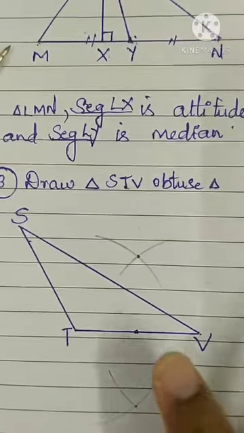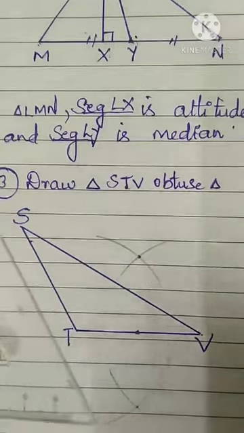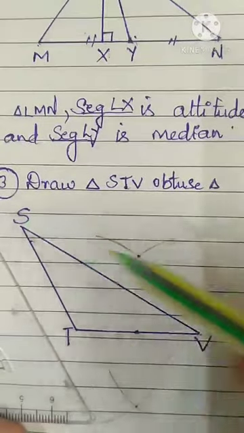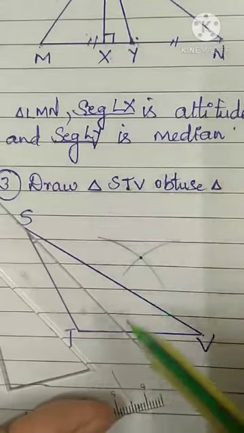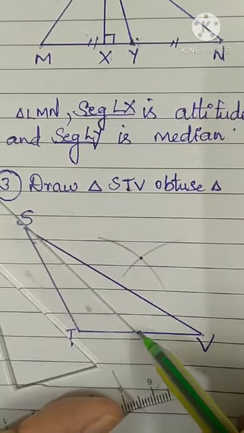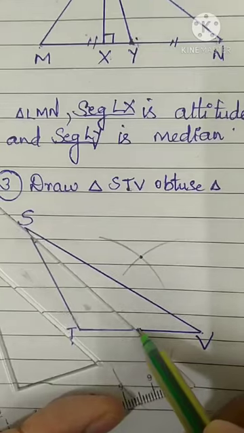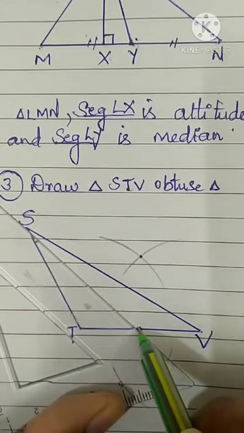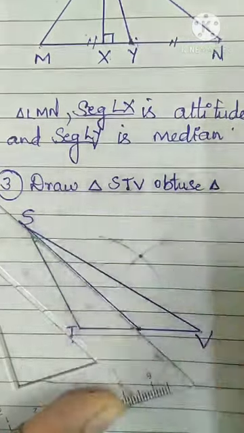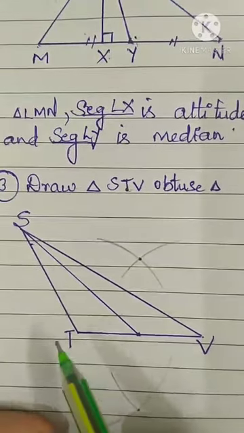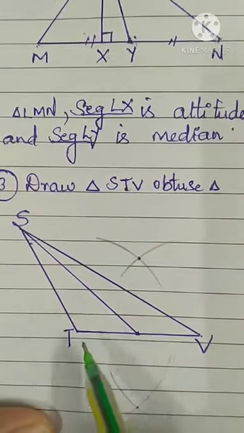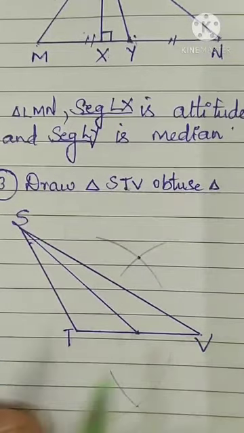Now, how will you draw the median? The median is from the opposite vertex. TV's opposite vertex is S. S to this midpoint I will join, very carefully. S to the midpoint. Understood? Now similarly, we will draw the perpendicular bisector for ST and for side SV.